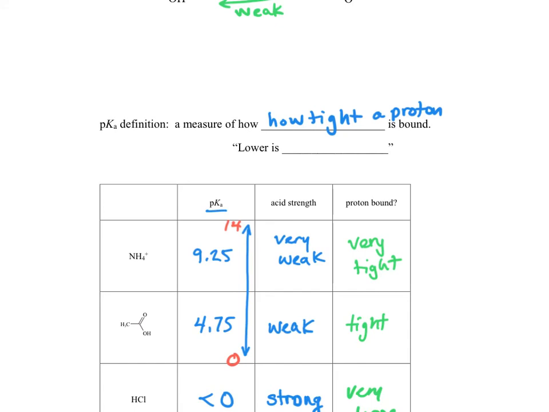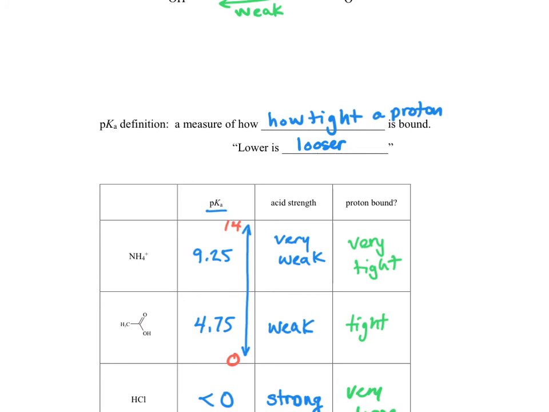And here's a key take-home for you. Lower in the world of pKa is looser. If you can remember that, lower is looser, it's going to help out a lot, because we're going to look at a lot of molecules, a lot of functional groups. We're going to look at their pKa's, and it's just going to help to know that the lower the pKa is, the easier that proton comes off, because lower is looser. Okay, so pKa is so important for describing weak acids, and we're going to use it a lot.